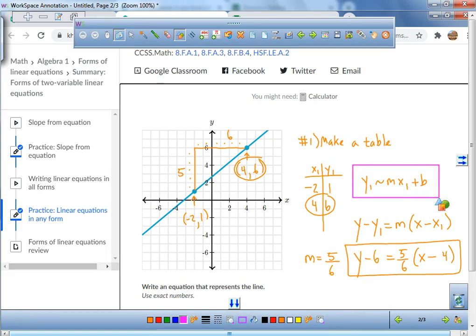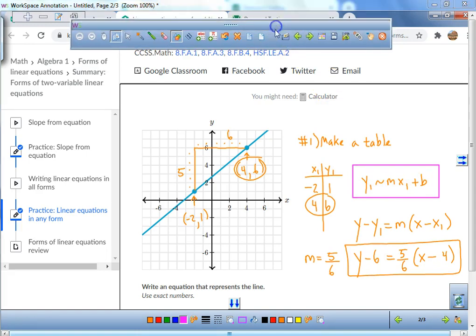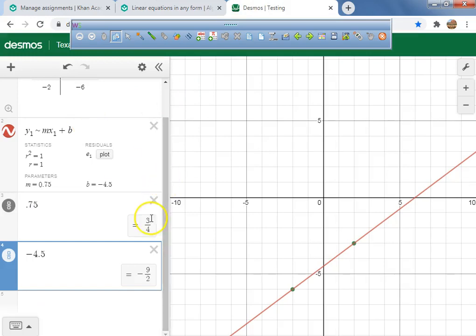Desmos right there. All right, so we're going to show you guys how to do this. So if I type that in, I'd get the answer right, but I'm going to actually type it in slope intercept form. So here we go. Let's go over to Desmos. So clear that out. Go over to Desmos.